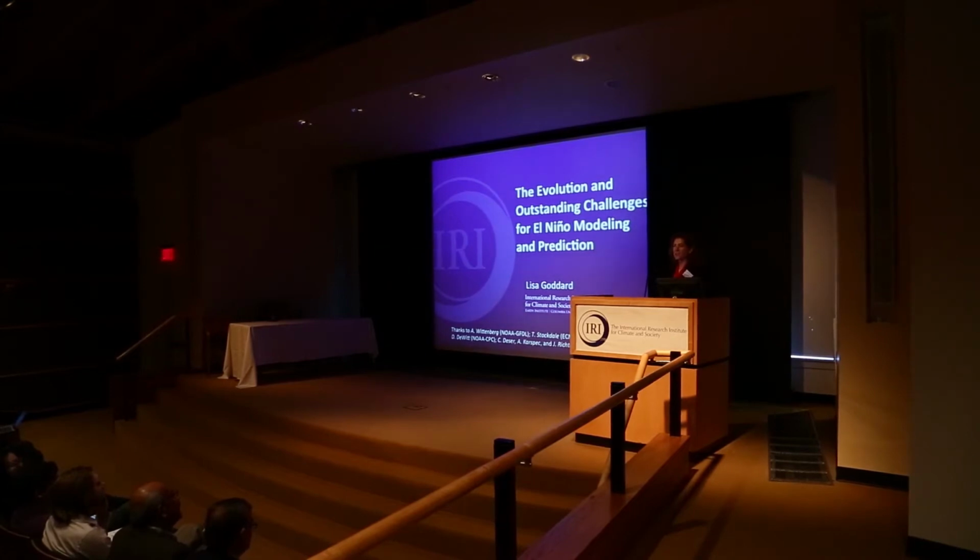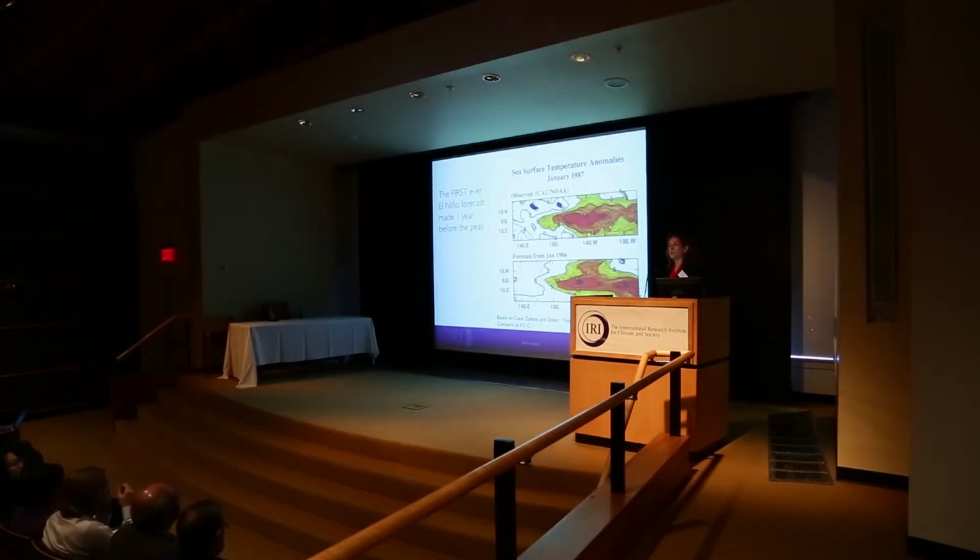So I've been tasked to talk about the evolution and the outstanding challenges in El Nino modeling and prediction. And I thought, given that, it's extremely relevant to start with the first ever El Nino prediction using a dynamical model. This was referred to earlier. This is the model that Zebiak and Cane developed in advance of the 1986-87 El Nino.